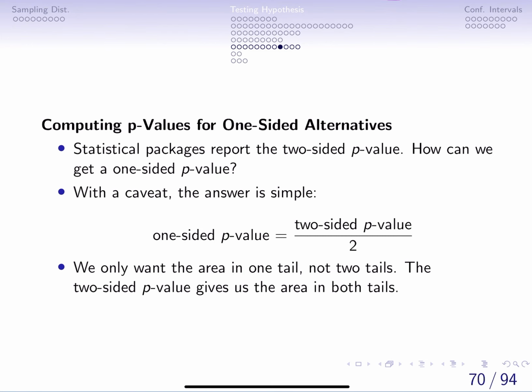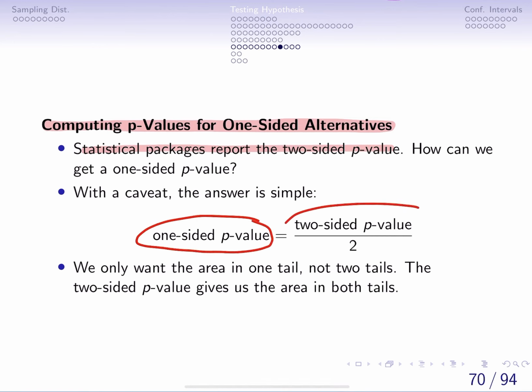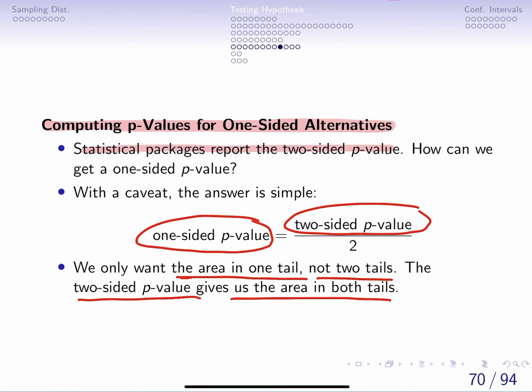Okay, so it's very easy to compute p-values for one-sided alternatives if you wish to do so. Typically, like I said before, statistical packages would report only the two-sided p-value, but the easy way to compute a one-sided p-value is to take the two-sided p-value and divide it by 2. Okay, so we basically are focusing on the area in one tail and not the area in two tails, right? So the two-sided p-value is giving us the area in both tails.